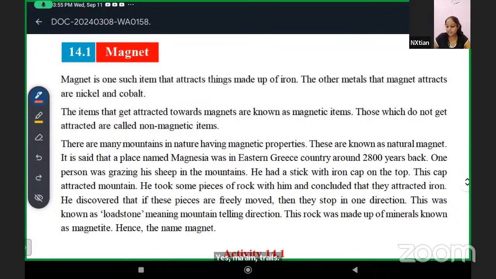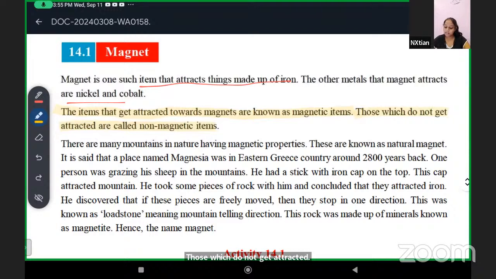Now, magnet, what does it attract? It attracts things made up of iron. Also, it attracts metals such as nickel and copper. Now, the items that get attracted towards magnets are known as magnetic items. Those which do not get attracted towards the magnet are called non-magnetic items.